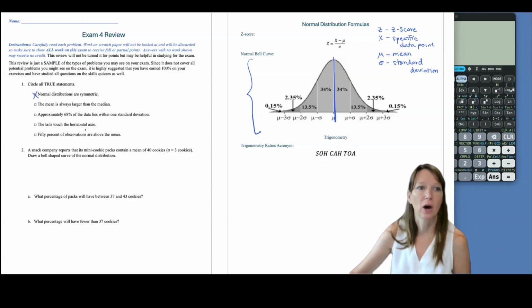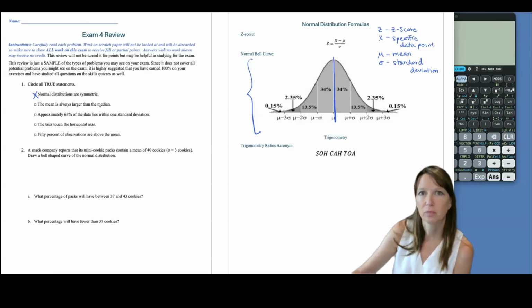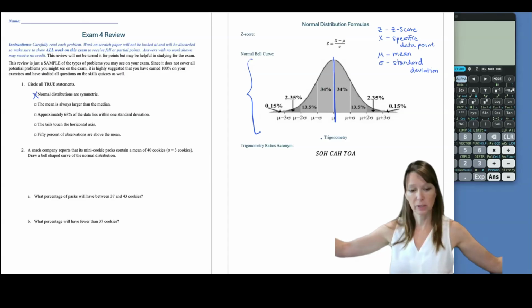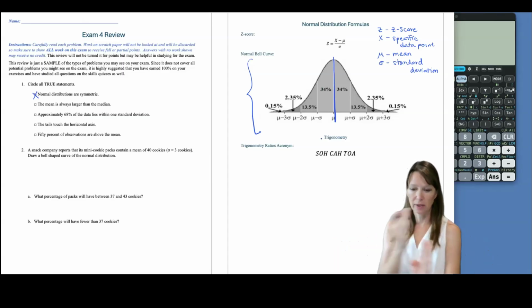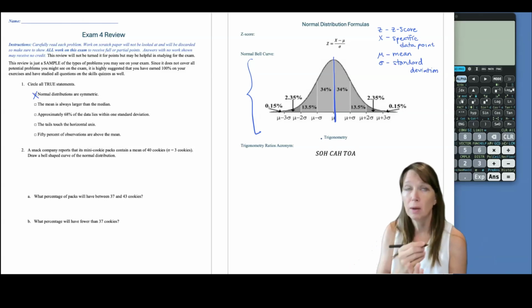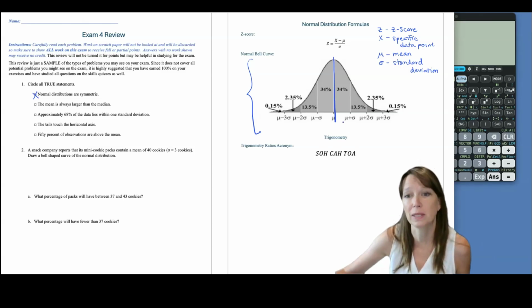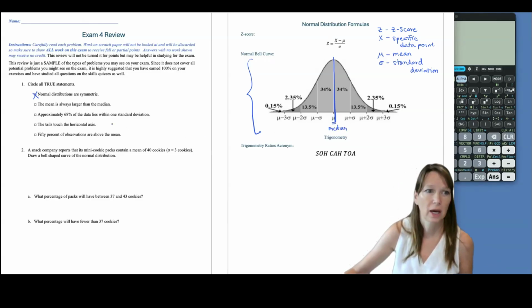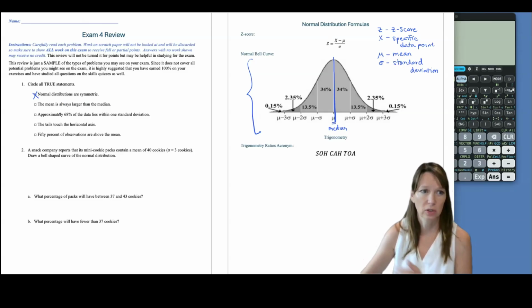The mean is always larger than the median. So if you read your textbook, if all of your information is distributed evenly, then the middle is also the average. So your mean, median, mode should all be the same thing. So your median is also centered. One is not larger than the other, so you don't want to click that.